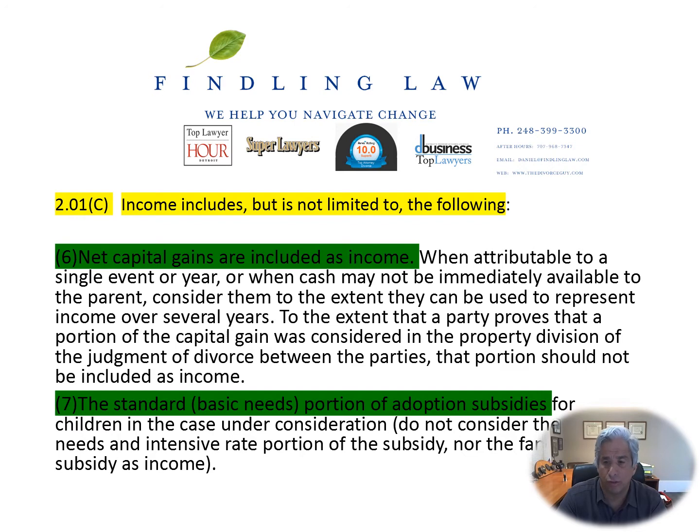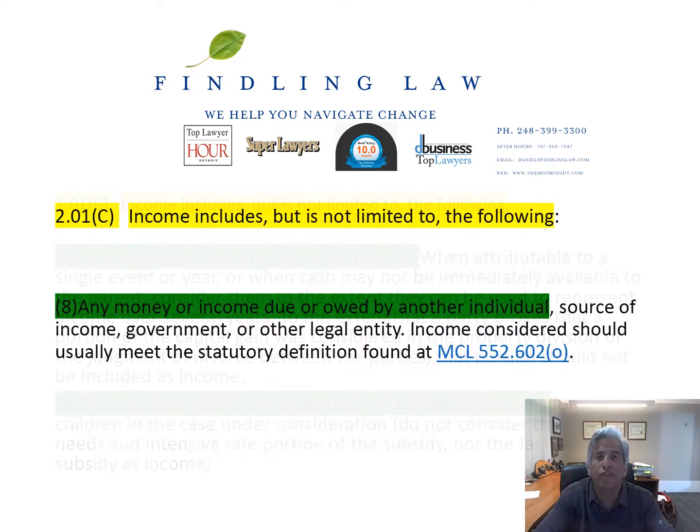Section 2.01c provides a laundry list of what's income. Capital gains, if you sold stock and you receive capital gains, interest income, and even adoption subsidies are income for child support purposes. If you've loaned somebody money and you receive it back, very often that could also be considered income for child support and spousal support purposes.